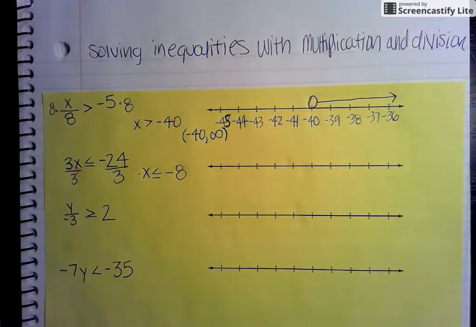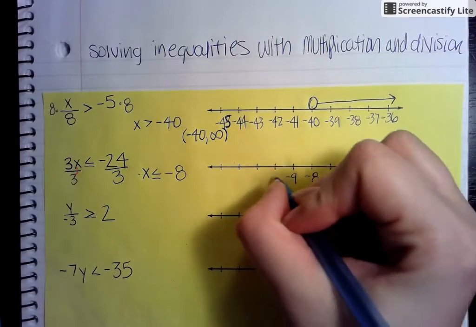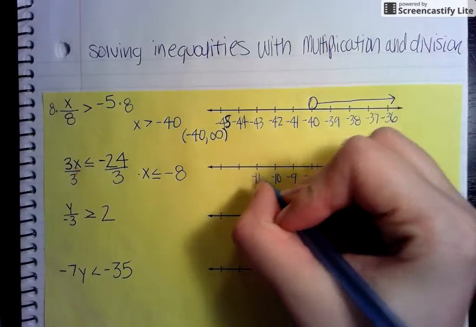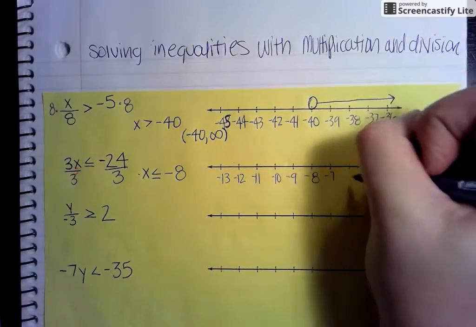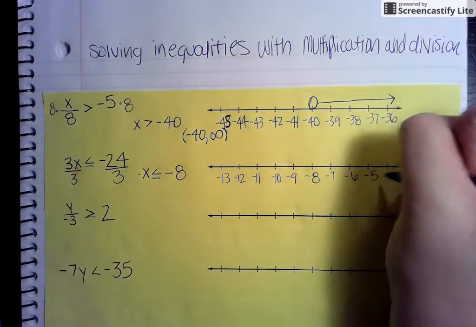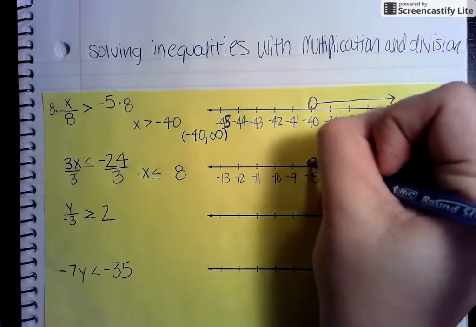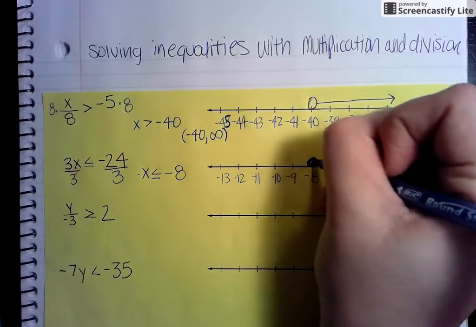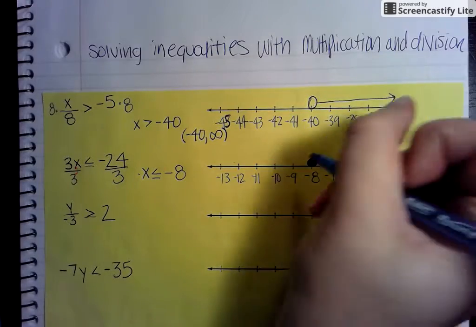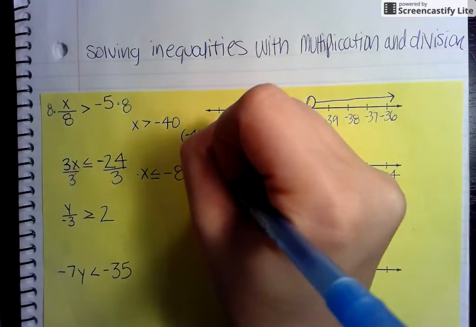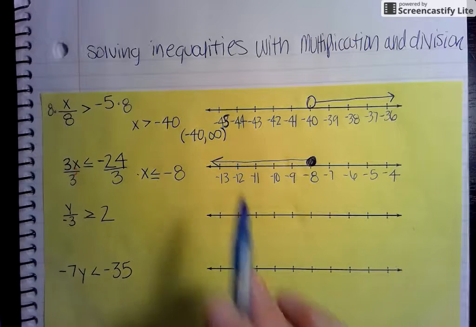So we're going to fill out our number line least to greatest. So we have negative 8, negative 9, negative 10, negative 11, negative 12, negative 13. Then we have negative 7, negative 6, negative 5, negative 4. So I'm going to put a closed circle because it's a less than or equal to, so it's including the negative 8. And I want all numbers that are less than negative 8, so that would be going to the left.